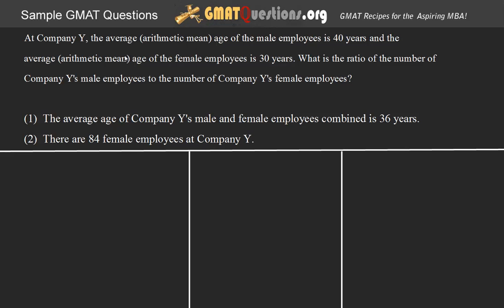At company Y, the average age of the male employees is 40 years and the average age of the female employees is 30 years. What is the ratio of the number of company Y's male employees to the number of company Y's female employees? Statement 1: The average age of company Y male and female employees combined is 36 years. Statement 2: There are 84 female employees at company Y.